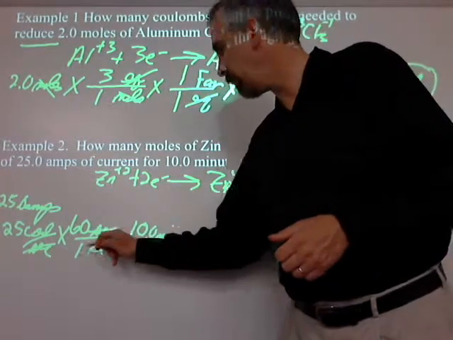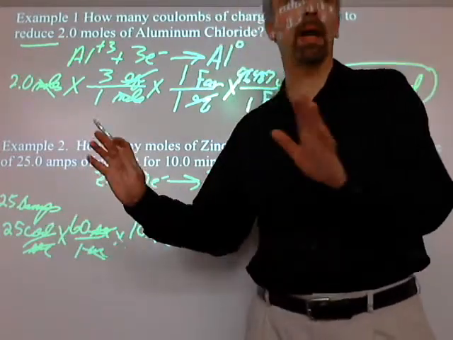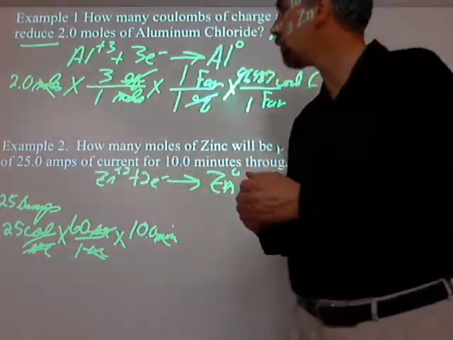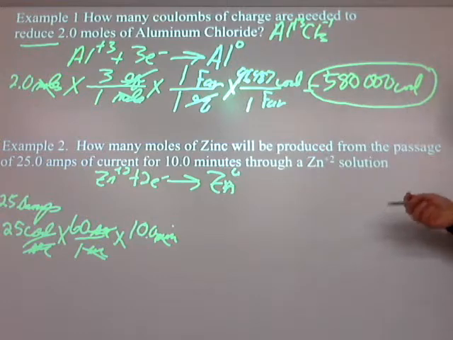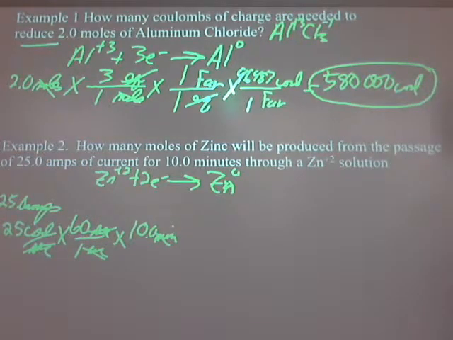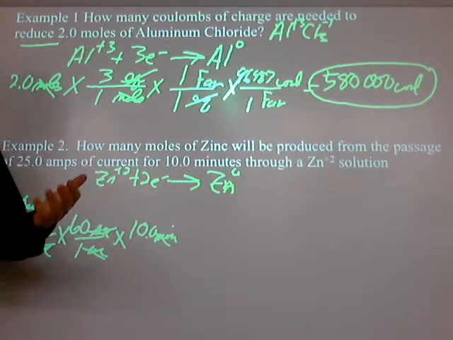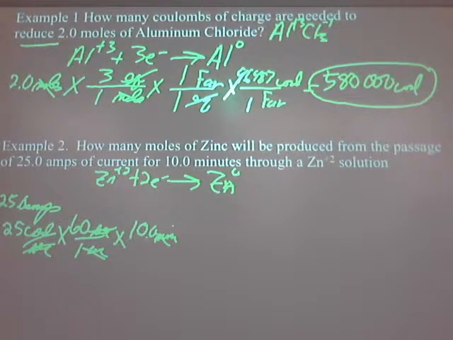I'm in coulombs now. Minutes have canceled, seconds have canceled. That's nice. I want to get to moles, which is useful. I want to know how many moles of zinc I'm going to get from this process. If you just try to do it all at once, you're going to get lost. What do you think I should do next to get my coulombs into some chemistry unit?